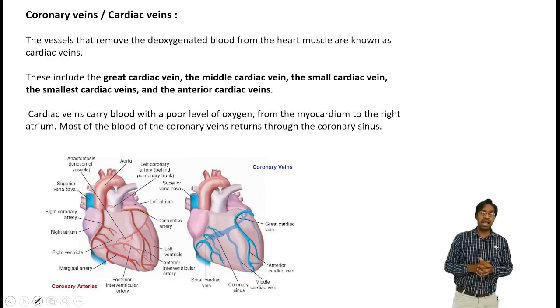See, this is the actual diagram. The red area mostly comprises the coronary arteries because they carry oxygenated blood, while the blue area carries the deoxygenated blood, that is, the coronary veins.